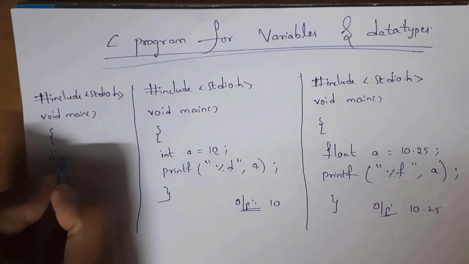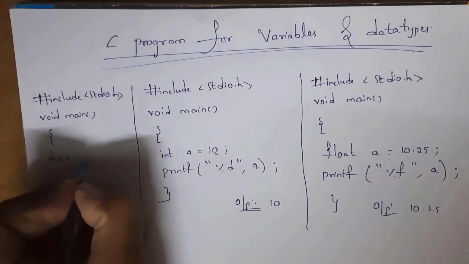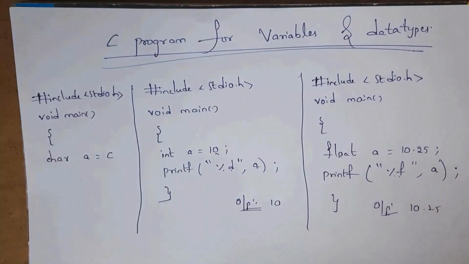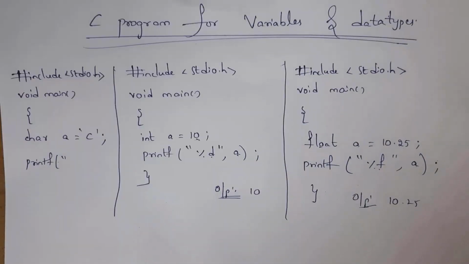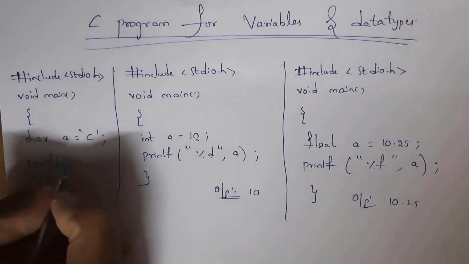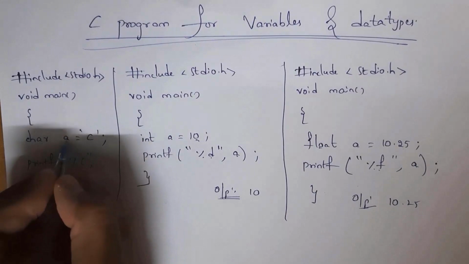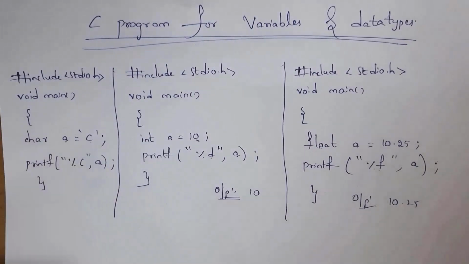I want to store one character value. I am giving variable name as a and I am giving value as c, and definitely you need to include this c in single quotations, otherwise it will display an error. So take single quotations for this c, semicolon, printf. For character you need to use %c. So close double quotations, comma, the c is present in variable a. So I am taking here a, close with semicolon. Whenever you execute this program, then you will get output as c.